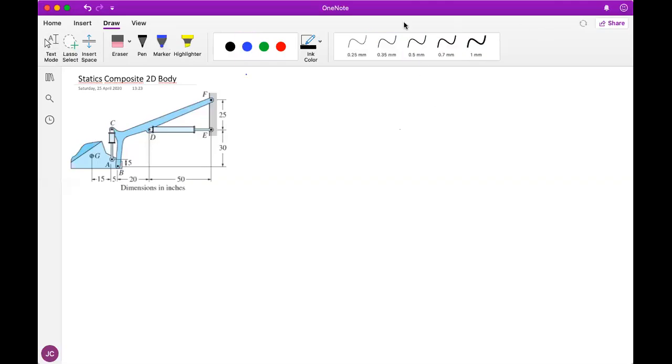So, hi guys again. This is a problem about a composite 2D body. Somebody asked me about this one, or not exactly this one, but some of them. And so, we're gonna do this one.